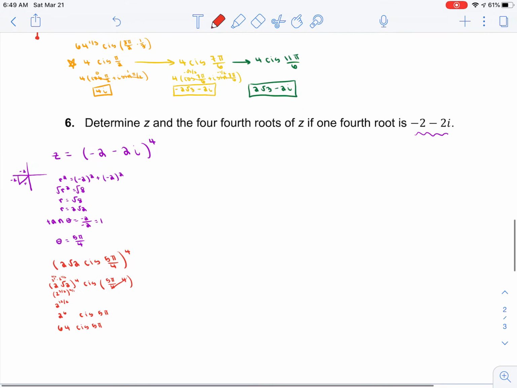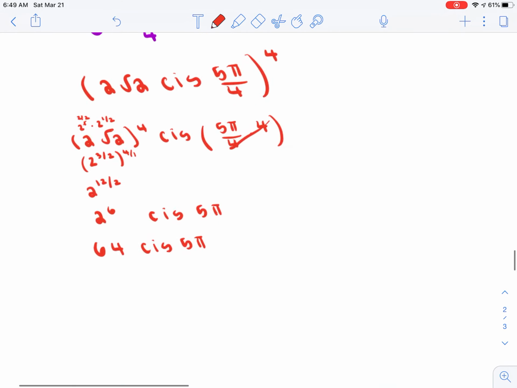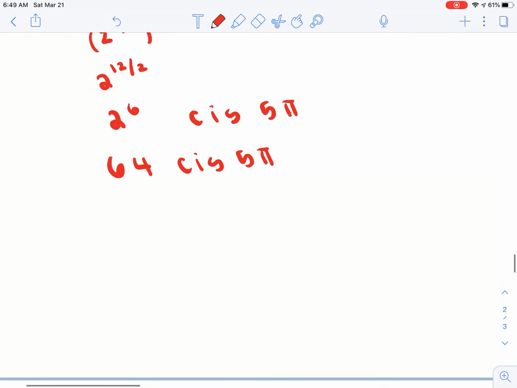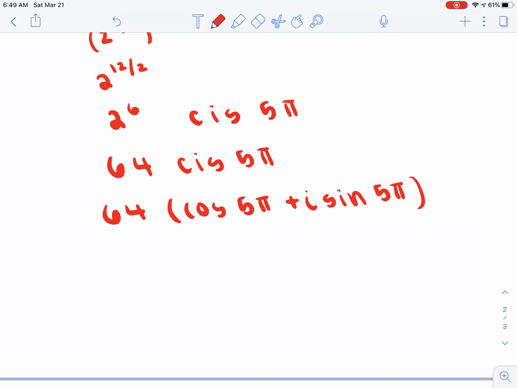And then do they want us to find the actual value? We can keep going with this and then write this in standard form. So 64 and then cosine 5π plus i sine 5π. Well, if you remember, 5π is really the same thing as just π, as is this. So we end up getting cosine of π, which is -1, sine of π, 0. So we end up getting -64 as our value for z.